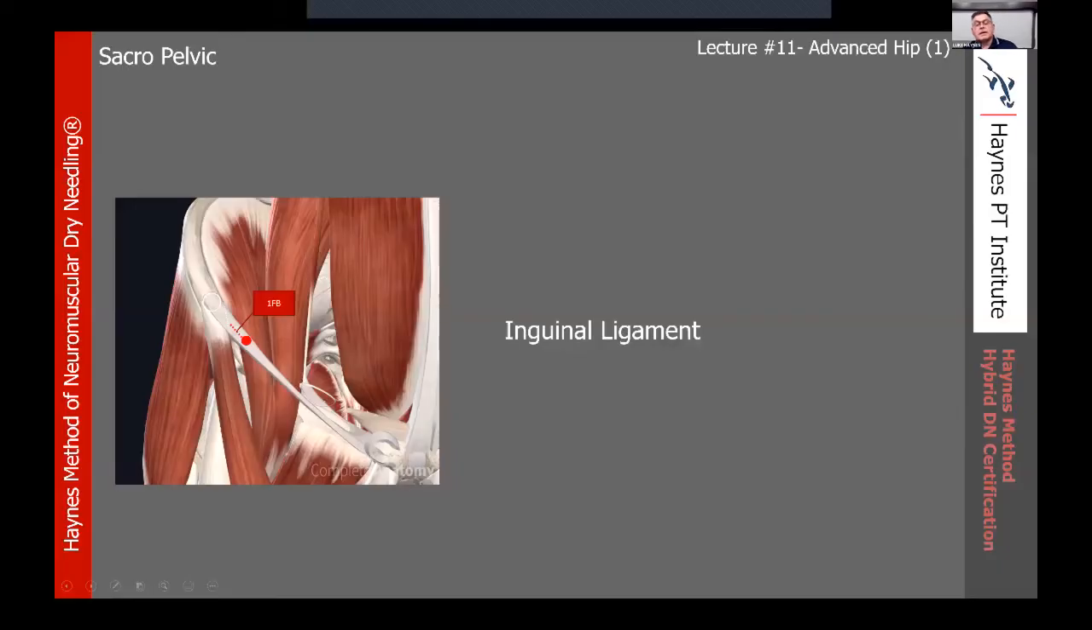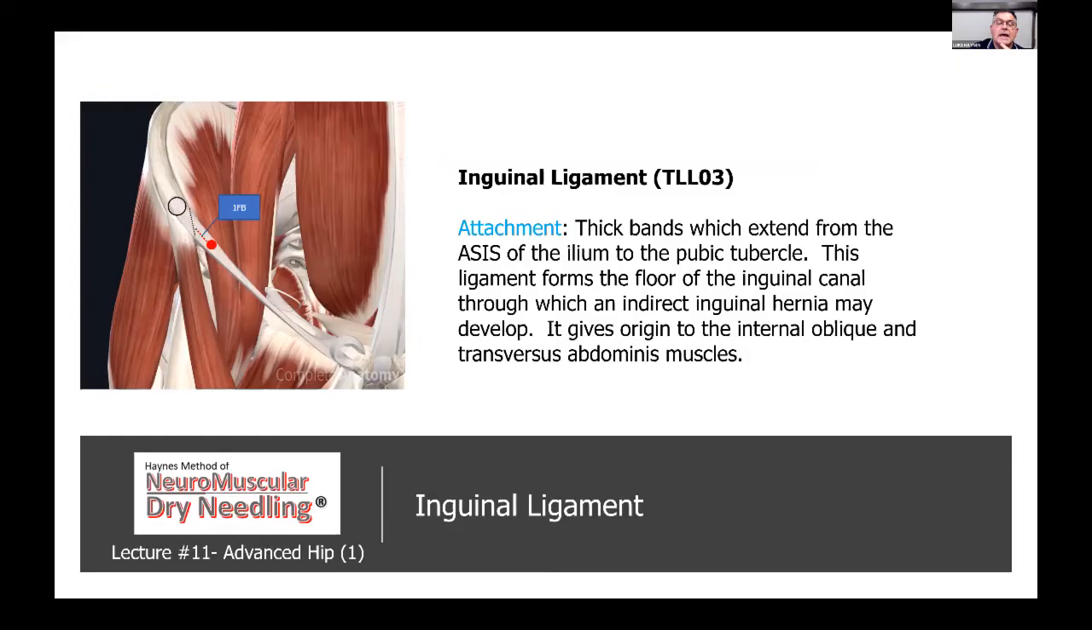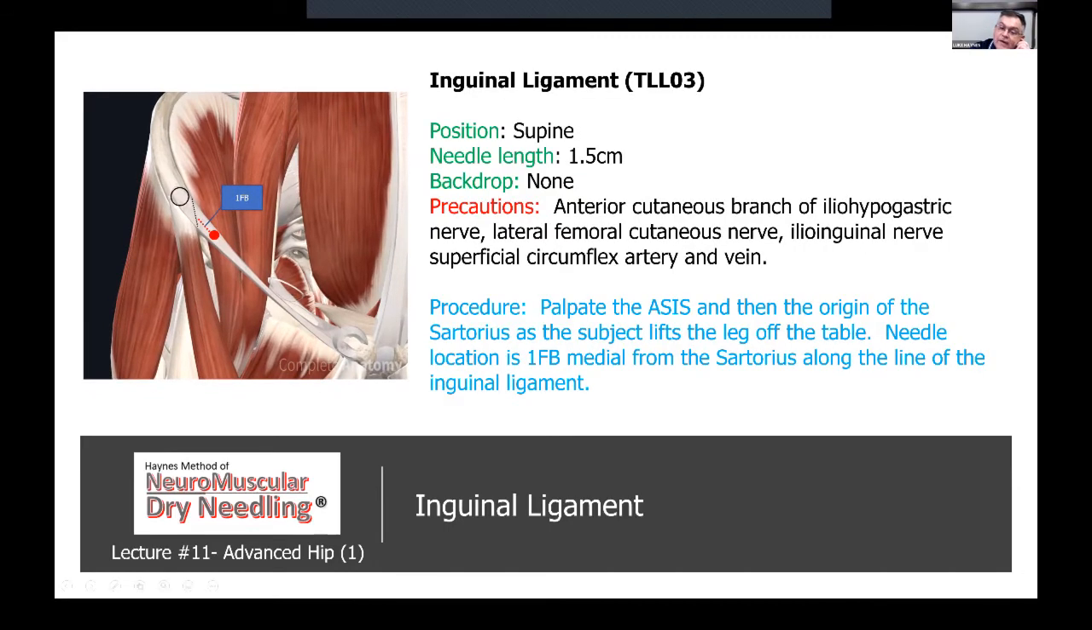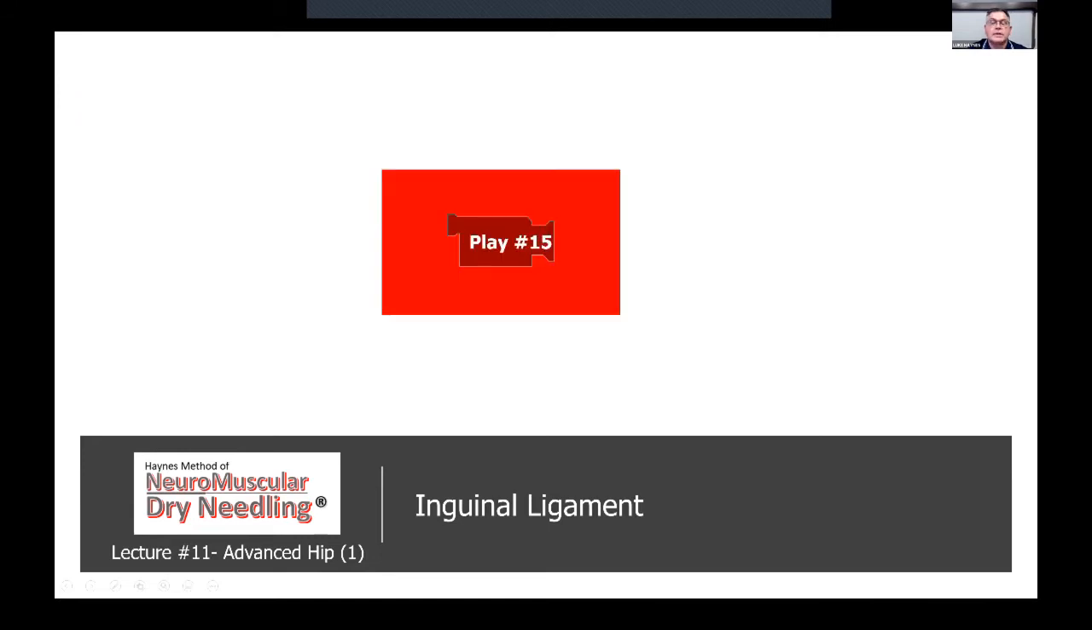The inguinal ligament, at times, it can be irritated, inflamed because it's in the hip region. We go ahead and want to be able to needle that if necessary. We're going to find it's 1 finger breadth lateral and or medial and inferior or caudal from the ASIS. Again, it'll be 1.5 centimeter. It's going to be very superficial to get to that.